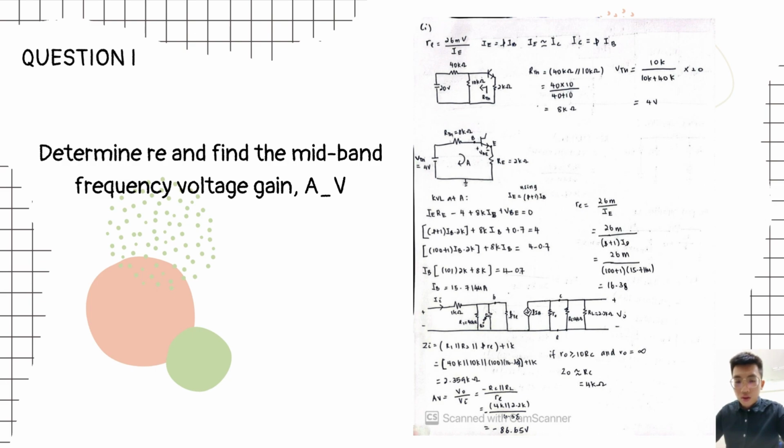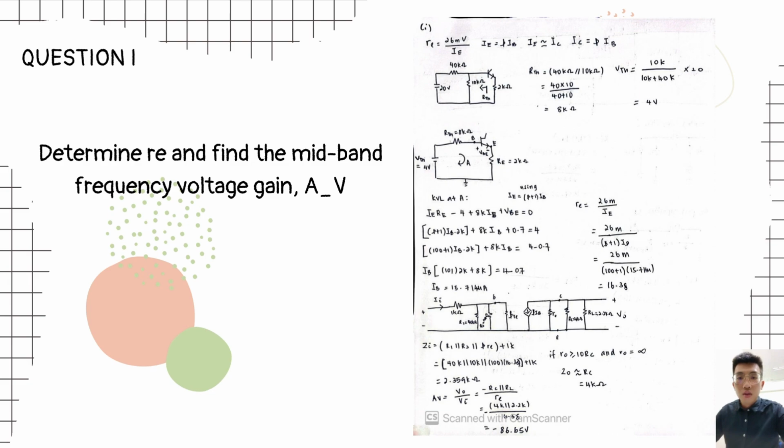After we find the value of the RTH and the VTH, we use KVL in this circuit to find the IB value. So we assume that the current flows in a clockwise direction, then we can know that IE minus 4 plus 8K IB plus VBE equal to 0. VBE is the voltage of the diode. So using the formula IE equal to beta plus 1 IB, we can solve that and find the value of IB equal to 15.71 microampere.